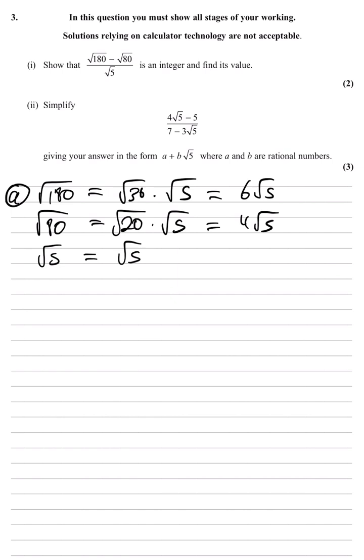Now, I wrote the basic steps that you have to take for, now that I realize it's not actually part A, it's part I. And I'm going to explain why I did what I did. So it states, show that this fraction is an integer and find its value.